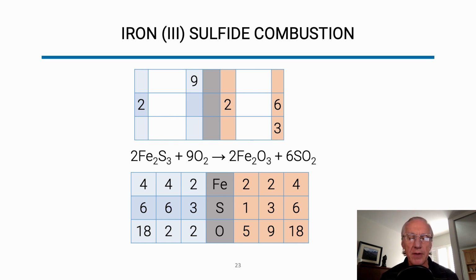We then bring down the uppermost coefficients from the table above, which gives us 2 iron 3 sulfides, 9 diatomic oxygens, 2 iron 3 oxides, and 6 sulfur dioxides.